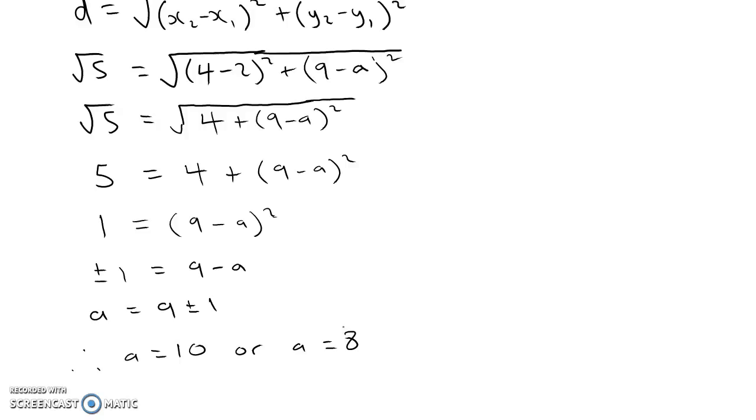So there's actually two solutions for the value of a. It could take two possible values for this question to work out and for the distance of that line segment to be root 5. So hopefully that's been helpful for you.